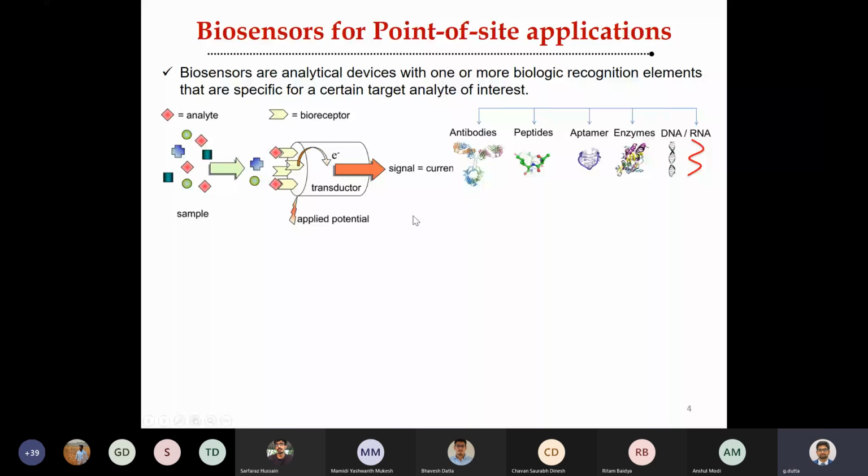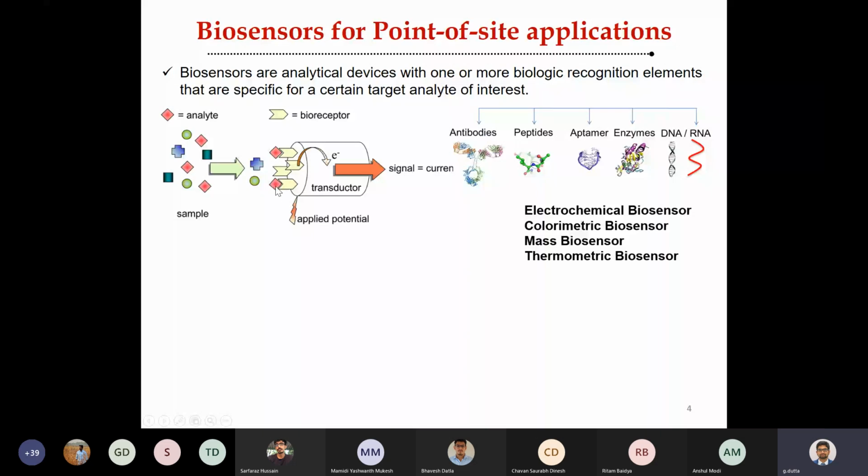Clear, students? Yes, sir. Okay. So let's come now to the technique. As I said, on the transducer I am going to immobilize some bioreceptor.